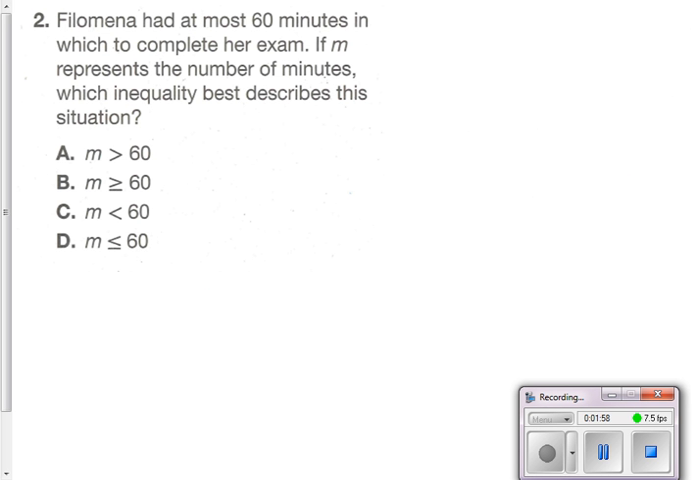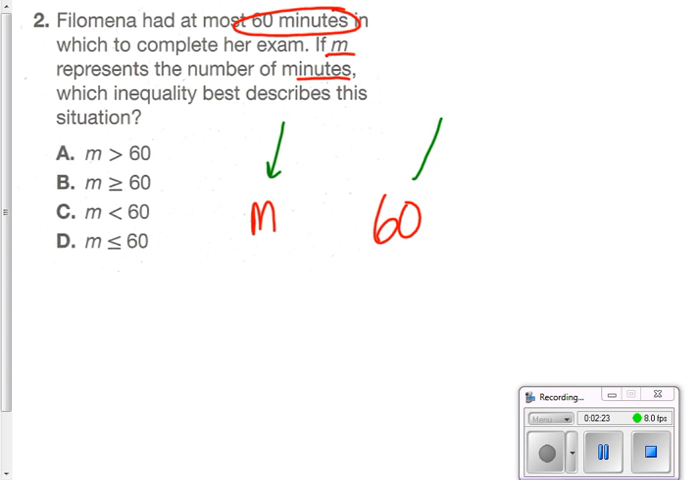Philomena had at least 60 minutes in which to complete her exam. If M represents the number of minutes, which inequality best describes this situation? Okay, M is the minutes that she has to complete her exam. She only gets 60 minutes. So this can be equal to 60, but the number of minutes here cannot exceed 60 minutes. Therefore, M has to be less than or equal to 60 minutes. So the only option here would be D.